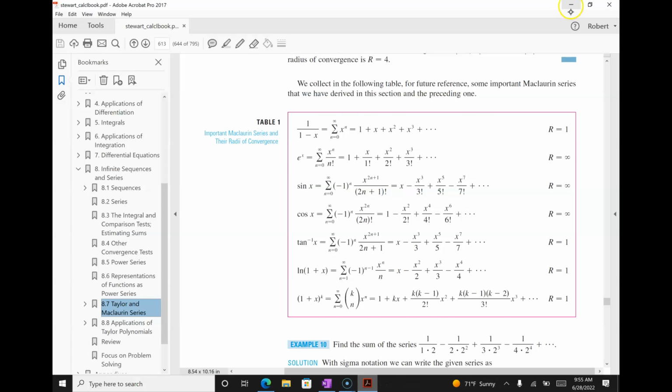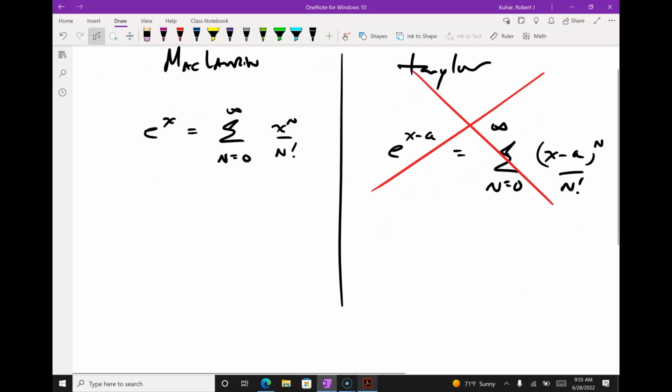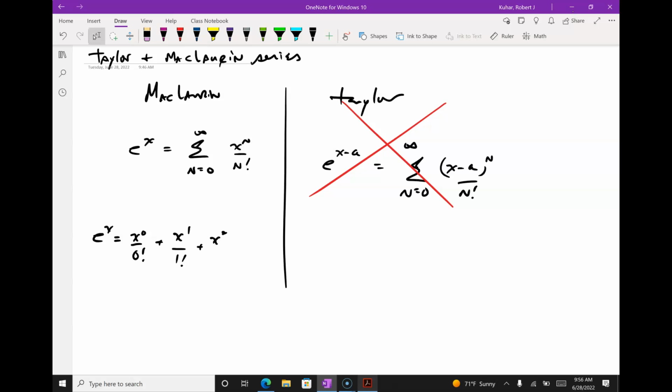So looking at my Maclaurin series, and we're going to figure out how this comes about, looking at the Maclaurin series for e to the x, I certainly can write out e to the x as a bunch of terms. What's my first term? 1? Well, let's not cheat it. x to the 0 over 0 factorial plus x to the 1 over 1 factorial plus x squared. Just talking about Maclaurin series and Taylor series. You can see the Maclaurin doesn't have a shift left or right in it, the Taylor does. So this is the Maclaurin series for e to the x.